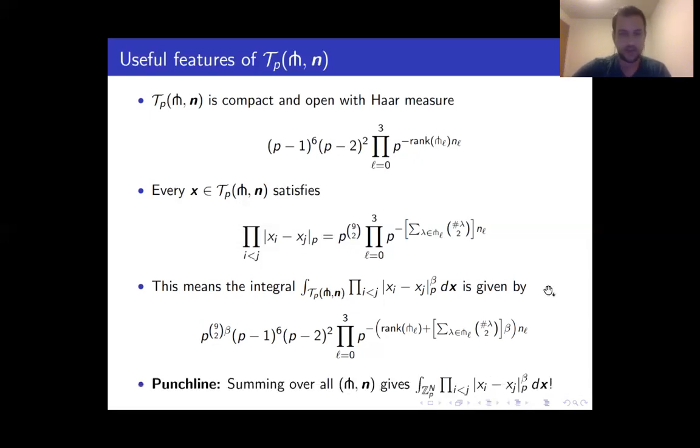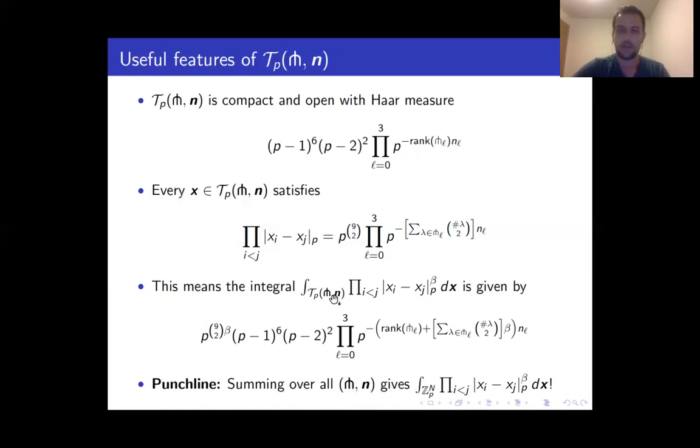The punchline here is that if we sum over all of the possible pairs, I haven't said what all of these look like yet, but if we sum over all of them, then we actually get the integral we wanted. The thing that's really nice here is that this is a countable set. There are only countably many pairs of this kind. So we know that this will actually just be a countable sum of integrals like this.